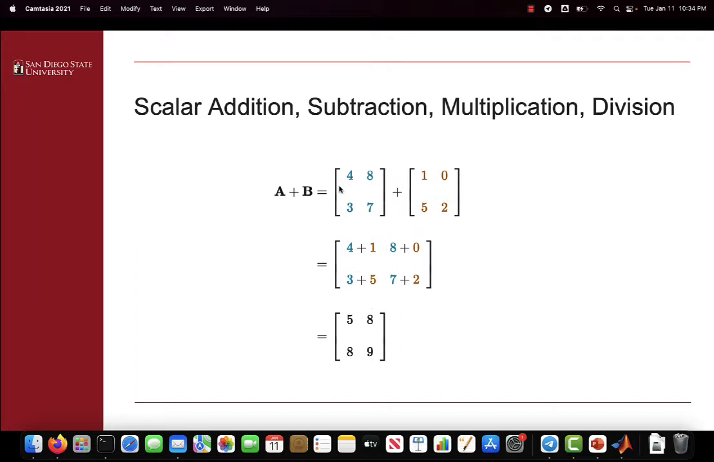For example, in here, the first element of A and the first element of B, which is 4 and 1, we need to add them and write it as the first element of the result matrix. We need to do the same thing for the second element, the second row first column, and the second row second column. We need to do that for all elements in the matrices. In the same way, we can do subtraction, multiplication, and division.